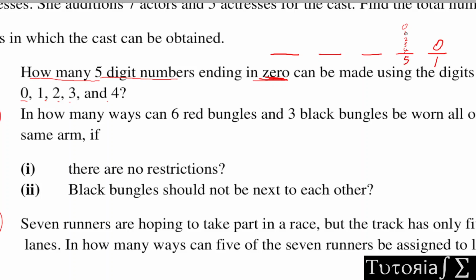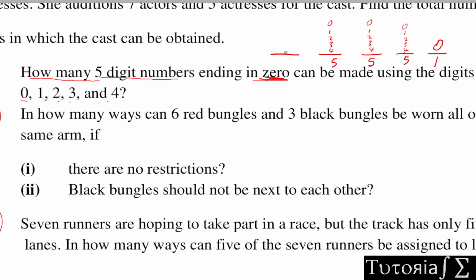Then again, considering that we are allowed to repeat the numbers, for this slot, again, we can have either a 0, a 1, a 2, a 3, or a 4. So again, here we would have 5 possible combinations. Again, here we are allowed to repeat the numbers. We can have a 0, 1, 2, 3, or a 4. Again, that is 5 possible combinations for this slot.